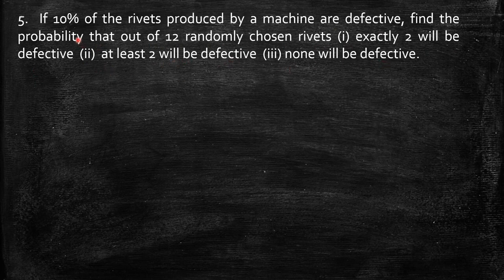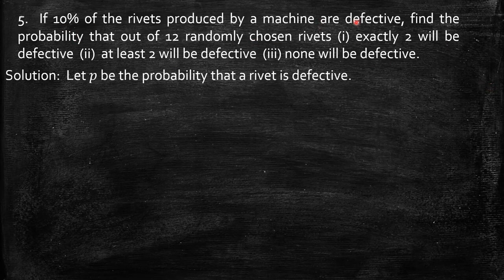The 10% of the rivets are defective. So that means let P be the probability of defective rivets, which is given as 10%. That means P is 0.1. Thereby Q is 1 minus P, that is 0.9. And total number of trial N is out of 12. So that means N is 12.